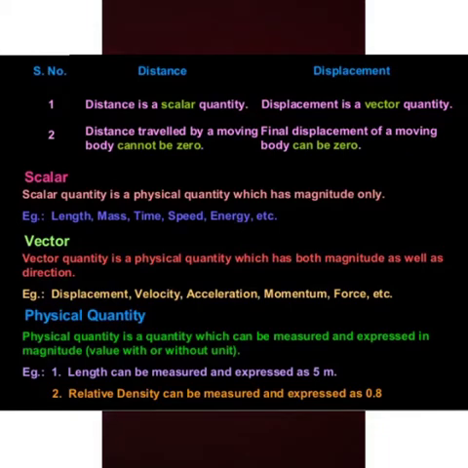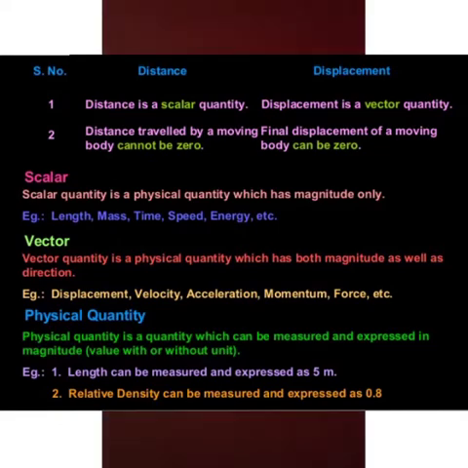Now what is a scalar and vector? A scalar quantity is a physical quantity which has magnitude only, for example length, mass, time, speed, energy, etc. And a vector quantity is a physical quantity which has both magnitude as well as direction.